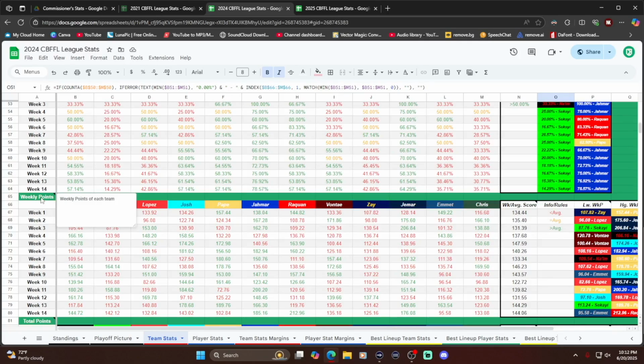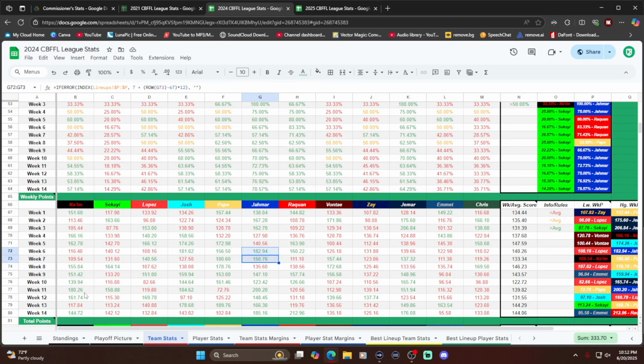Here we have weekly points. Really simple. Weekly points of each team. So it's going to show you how many points you had each week. Over here, it says weekly average score. Another stat. This wasn't here before. Average score of all the teams in the league for that week. And then you'll have the info rules.